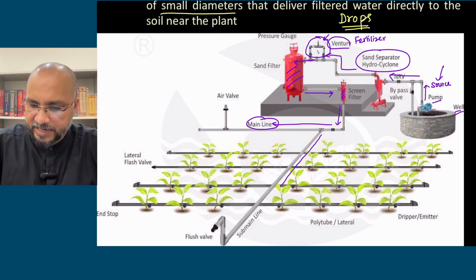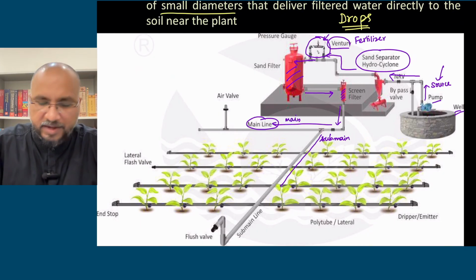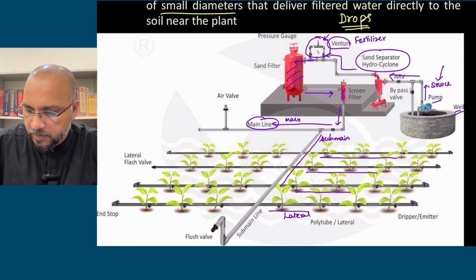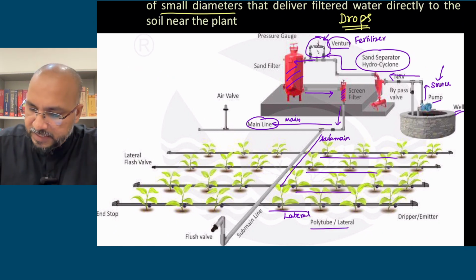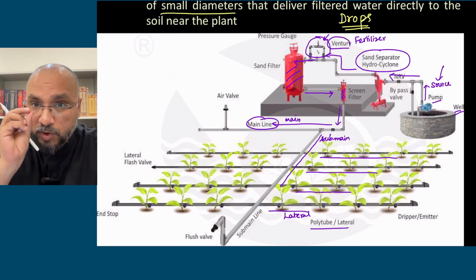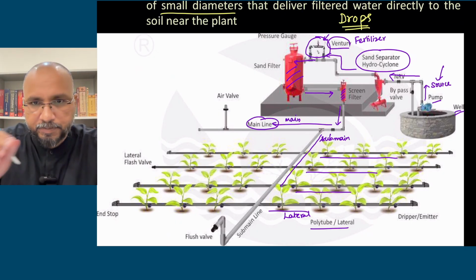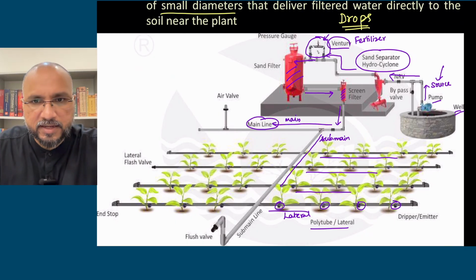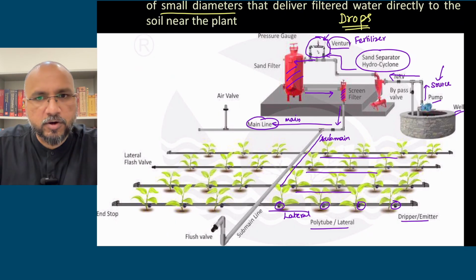a sub main line. So from the main line you have a sub main line here, right? From the main line you have the sub main line, and from the sub main line you have laterals. These are your lateral pipes. Okay, so these are called laterals. Now on these laterals you have small emitters. At a particular distance, look, there is a small opening here. So these are called drippers or emitters.